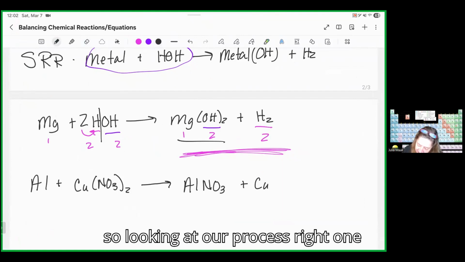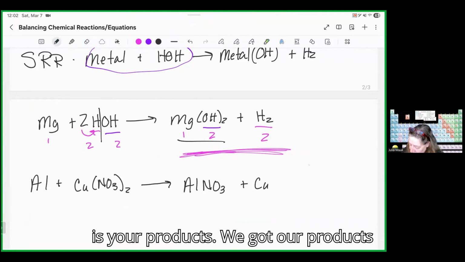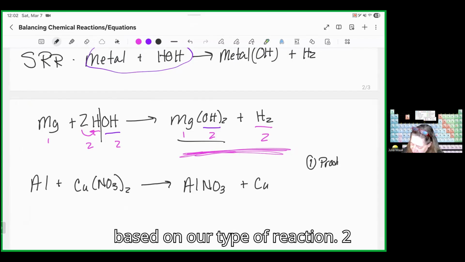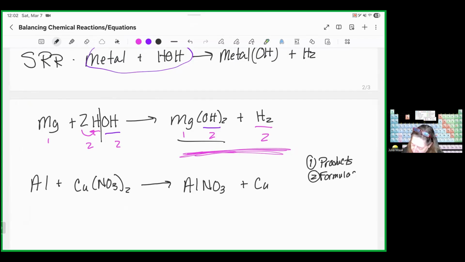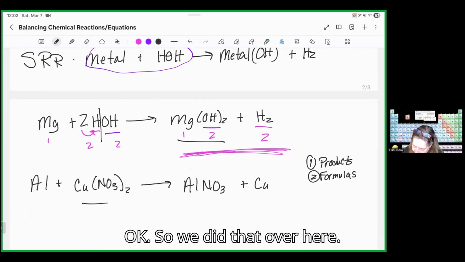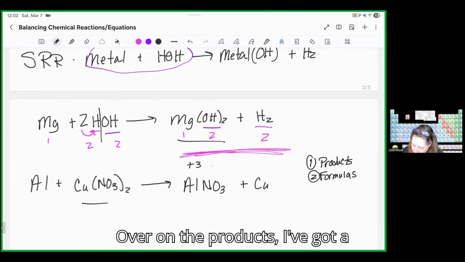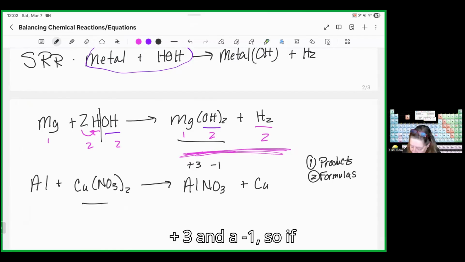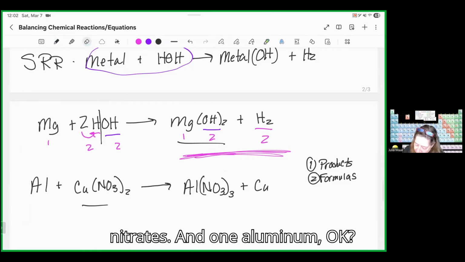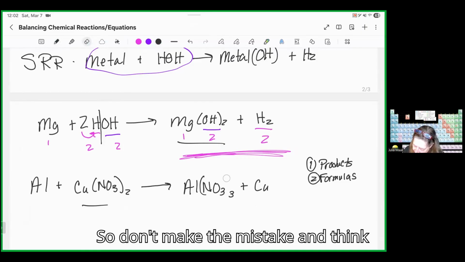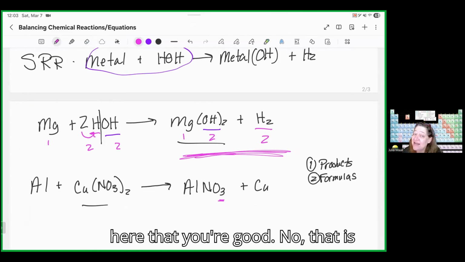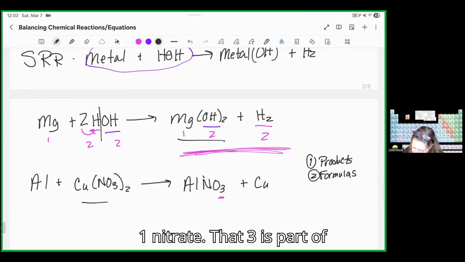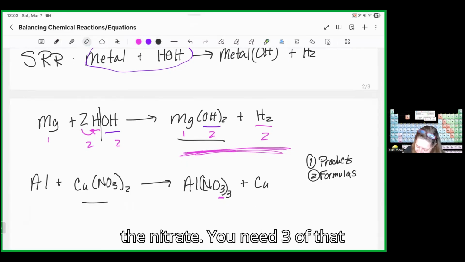Okay, so looking at our process, right? 1 is your products. We got our products based on our type of reaction. 2 is making sure our formulas are correct. So we did that over here. Over on the products, I've got a +3 and a -1. So if I swap those, I get 3 nitrates and 1 aluminum. Don't make the mistake and think that since you have a 3 right here that you're good. No, that is 1 nitrate. That 3 is part of the nitrate. You need 3 of that entire family.